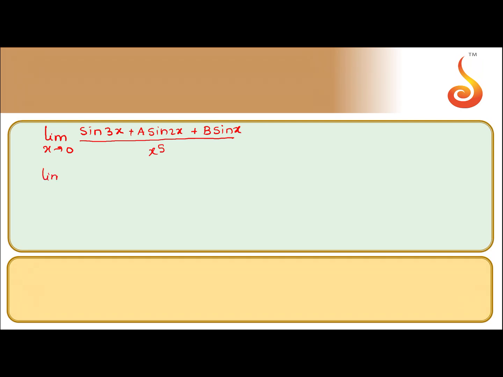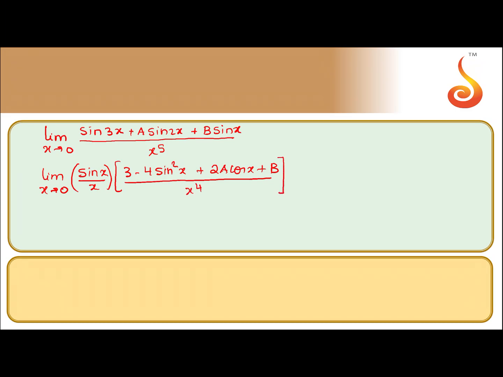So limit x tending to 0, we expand the sin 3x and we take sin x common, and x also. So we get 3 minus 4 sin square x plus 2a cos x plus b. Whenever 3 forms of functions are given, what I mean is sin 3x, sin 2x, sin x is given, we use this step. Now, most important is we use the expansions.